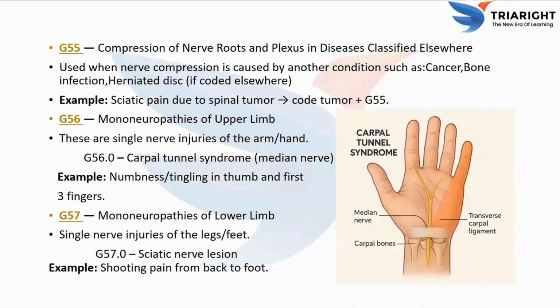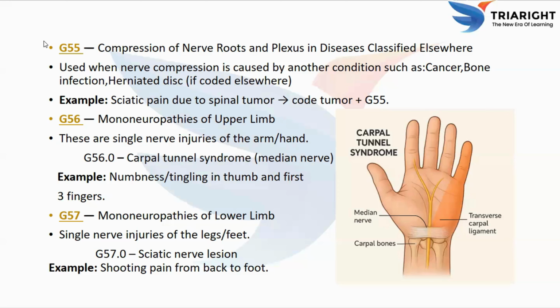So next, coming to G55. G55 is compression of nerve roots and plexus in diseases classified elsewhere. What does compression of nerve roots and plexus mean? Nerve compression happens because of another disease, not by itself, right? So we use G55 whenever the cause is something like cancer, bone infection, a herniated disc, or a tumor pressing on the nerve. What is important is that you must first code the main disease, then add G55.